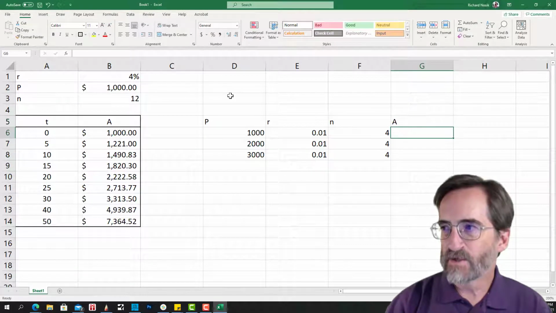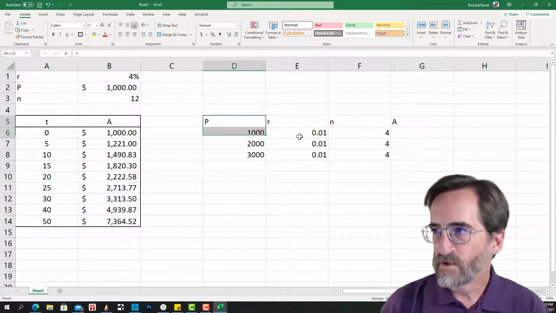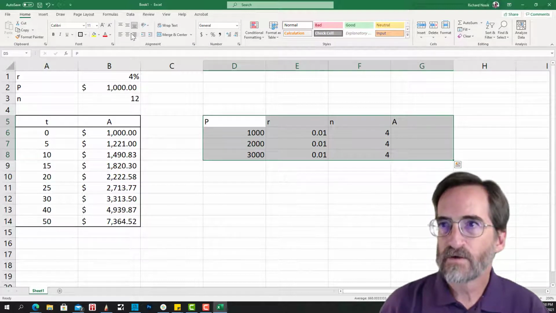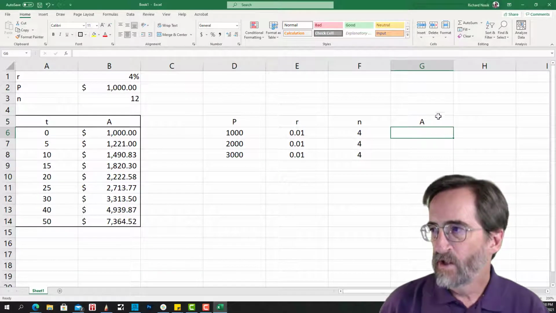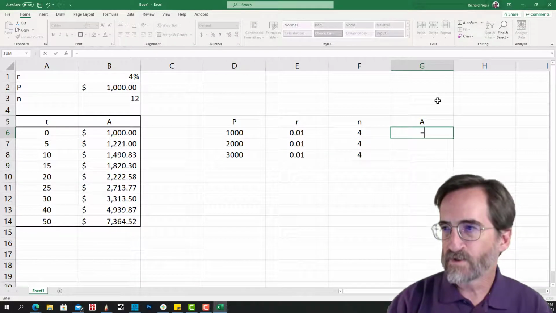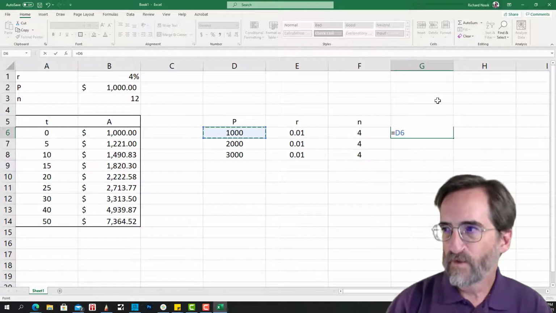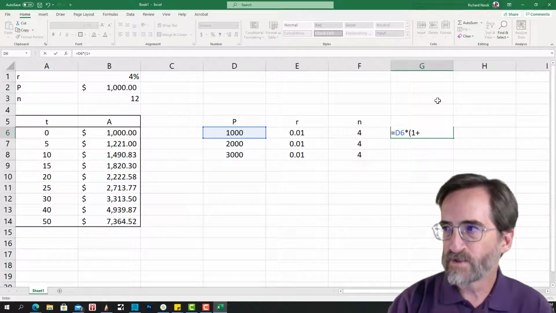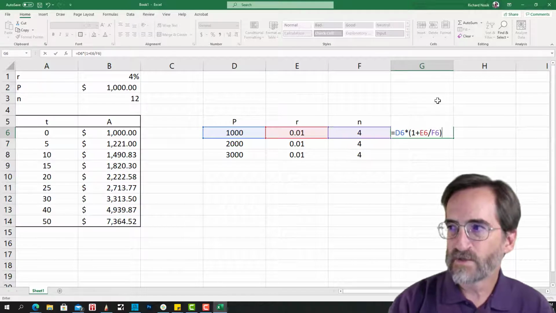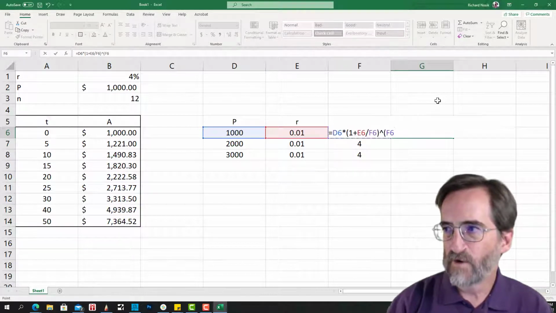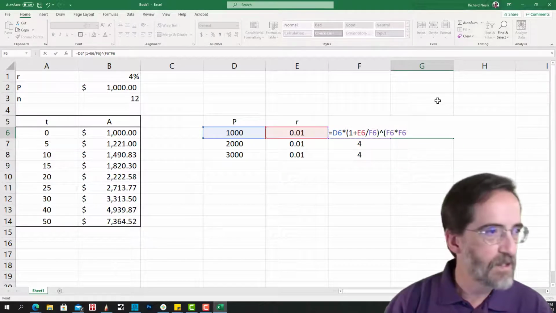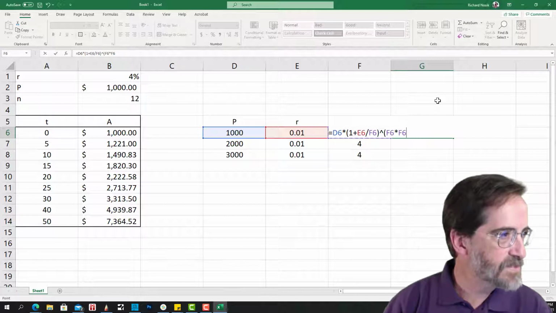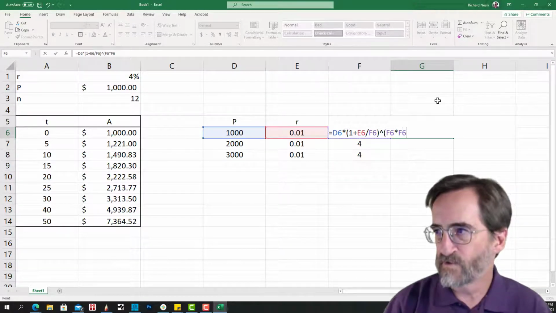The account balance is what? So let's enter our formulas. Equals principal times parentheses 1 plus interest rate divided by the number of compounding periods, to the power of the number of compounding periods times time. Now they don't have a cell for time, so they said for 50 years. Use 50 years for time.